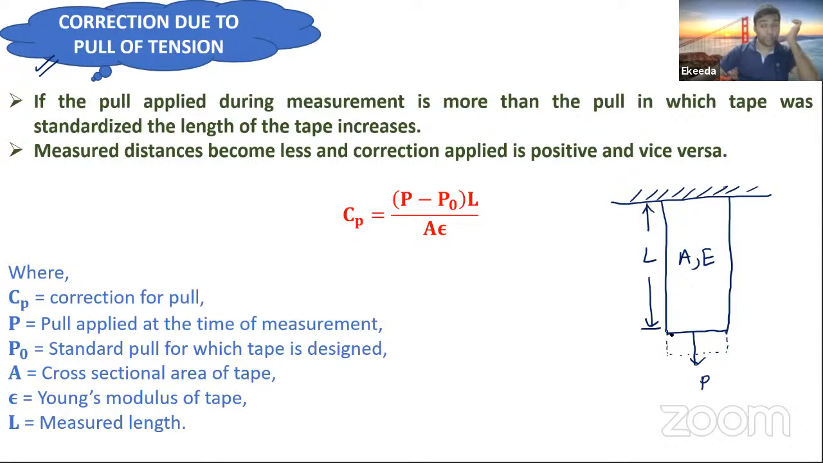What will be the value of extension here if the bar is subjected to a pull P having length L, having area of cross section A and Young's modulus of elasticity E? Now what will be the change in length here? Just tell me, what will be the extension here? It will be equal to PL upon AE, which we had studied.